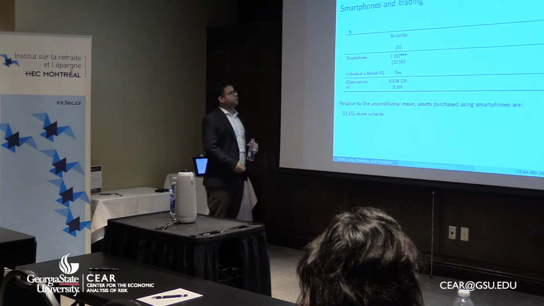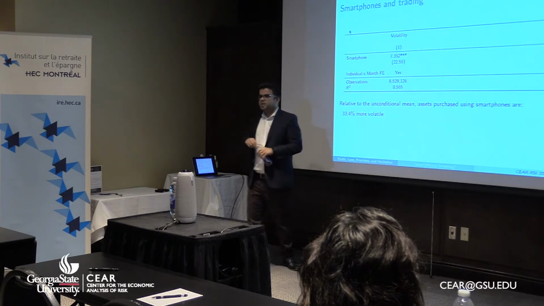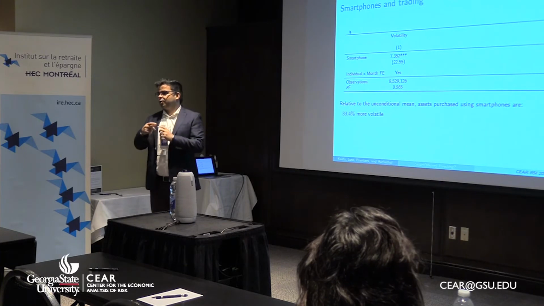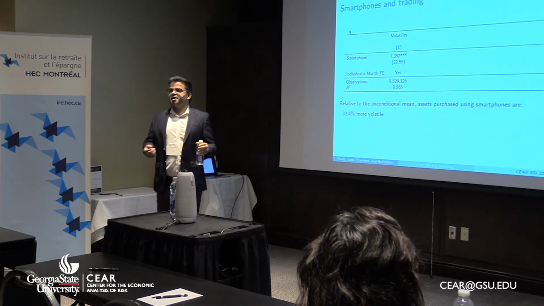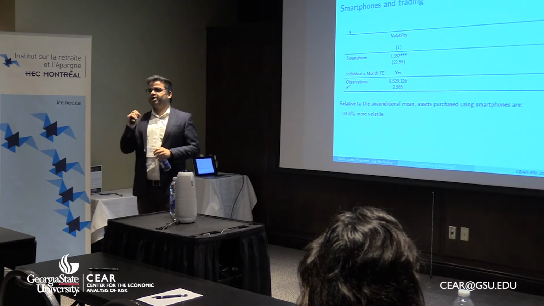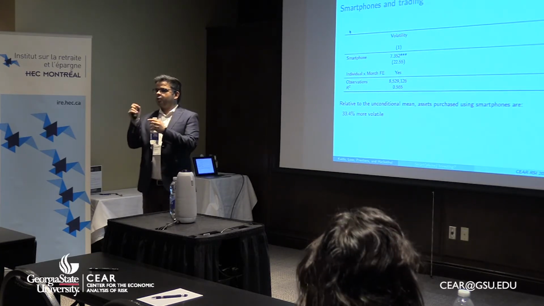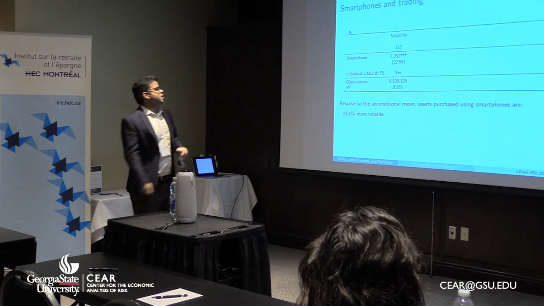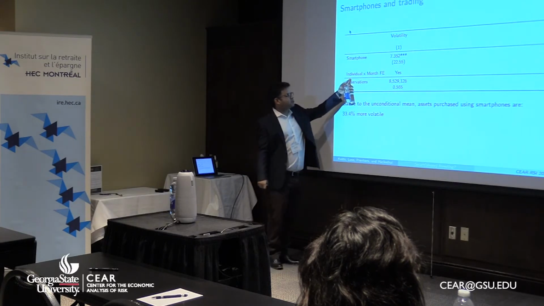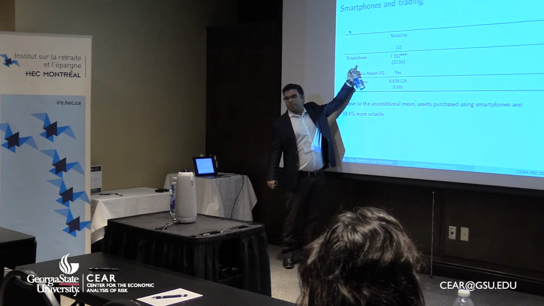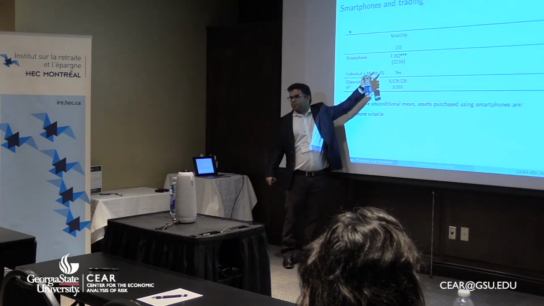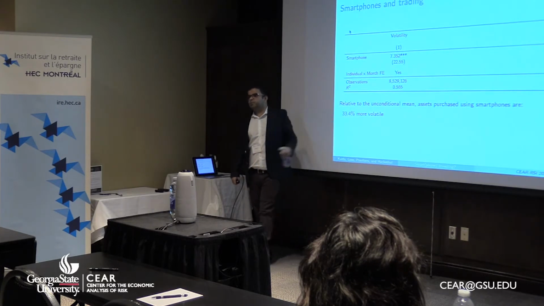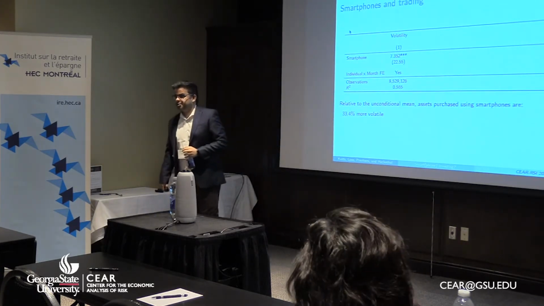Okay, so let's look at volatility first. Volatility is calculated on a 12-month rolling window basis. If the purchase is made in June of 2015, let's look at this asset's volatility for the 12 months before this purchase was made. What we find is that the same individual in the same month, when purchasing using the smartphone, buys much more volatile assets. Compared to the unconditional mean, it's about 33.4% more volatile.